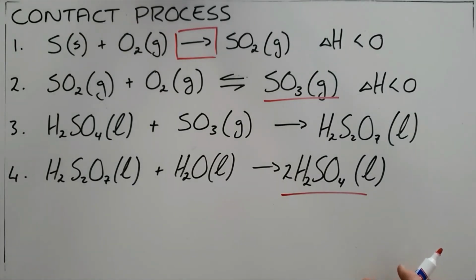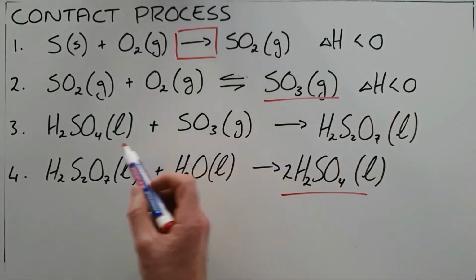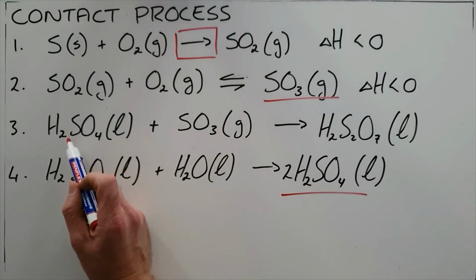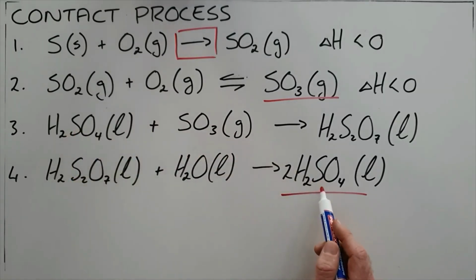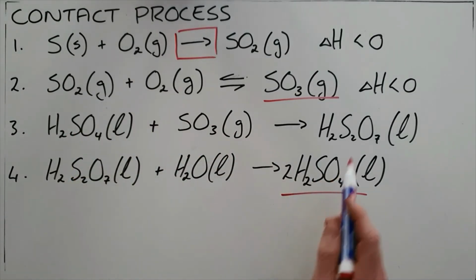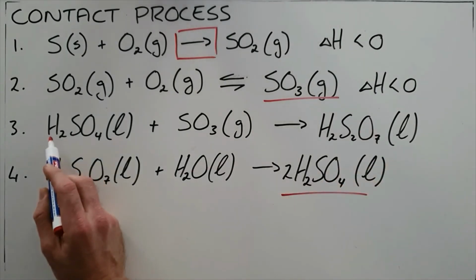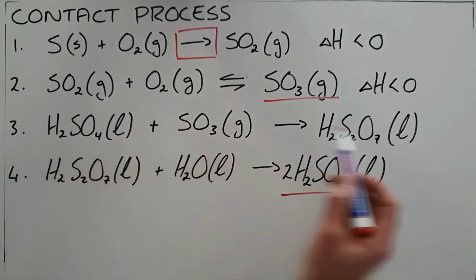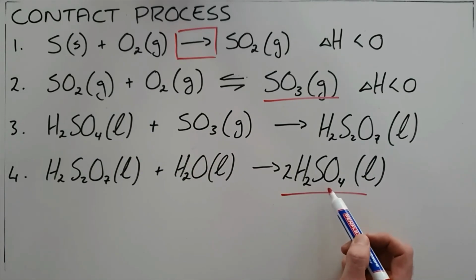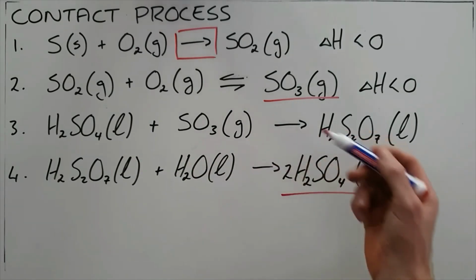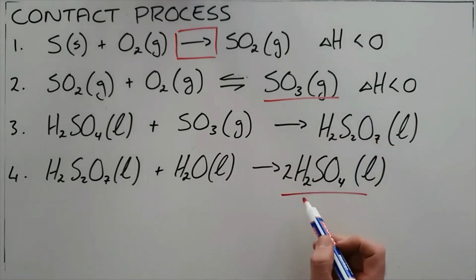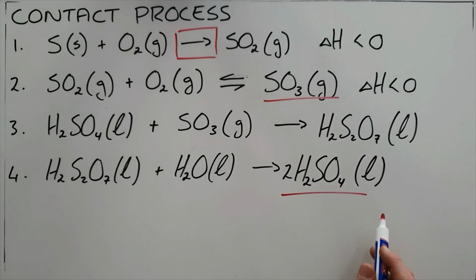This may seem counterintuitive because what we are saying here is that we use sulfuric acid in the production of sulfuric acid, but what you should be able to see here is that we're starting with 1 mole of sulfuric acid here and producing 2 moles of sulfuric acid. So the process is worth its while because it does actually produce more sulfuric acid than it requires for the process.